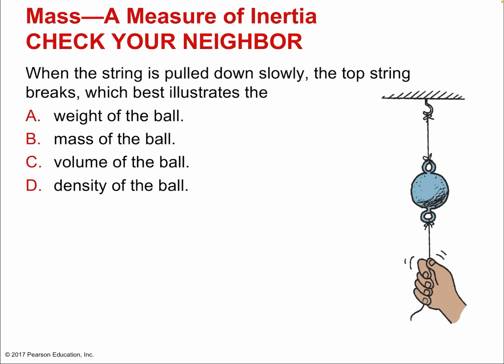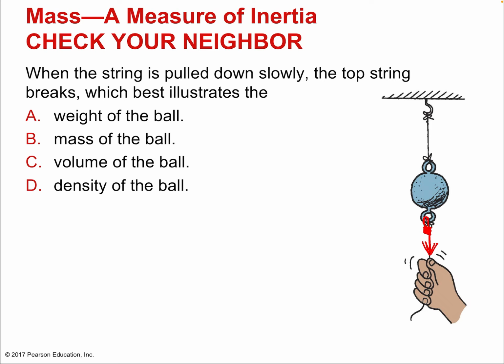Okay? So, more concept questions. Thinking about inertia here. When the string is pulled down slowly, the top string breaks. Which best illustrates what? What are we asking here? So first, really imagine that. Imagine you're pulling that top string. You're just gradually pulling more on that weight, right? It would be equivalent to continuing to take little hooked weights and adding them on one at a time. Just adding a little bit of weight to the end, okay?